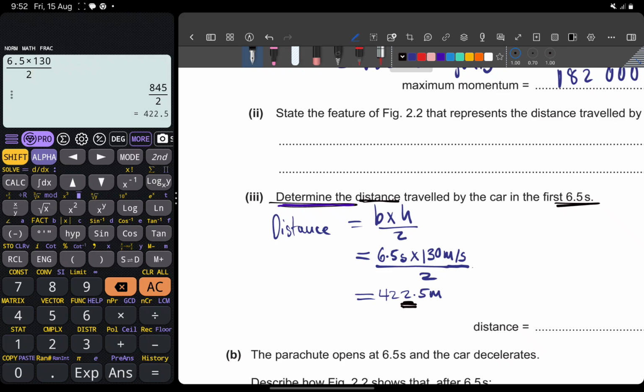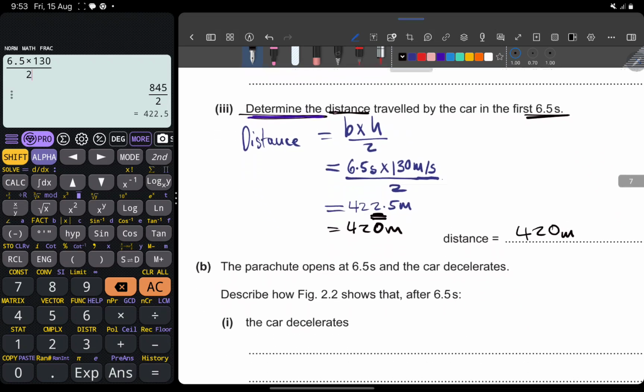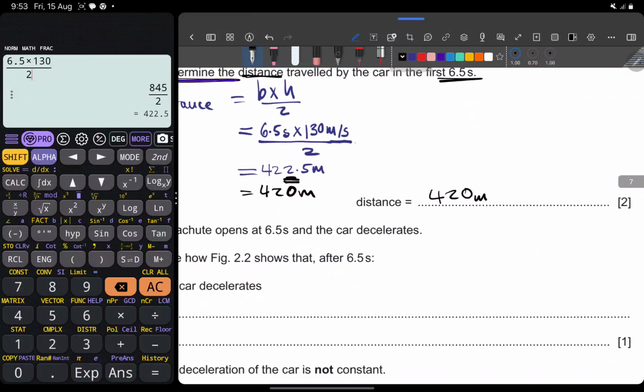number 3 before you throw it away, and you see if it is a 5 and above. If it is a 5 and above, then that means you're going to add 1 to here before you throw it away. But it is not. So this would just be 420, okay, meters. You throw away the rest. So this becomes 420 meters. This is going to be my distance.